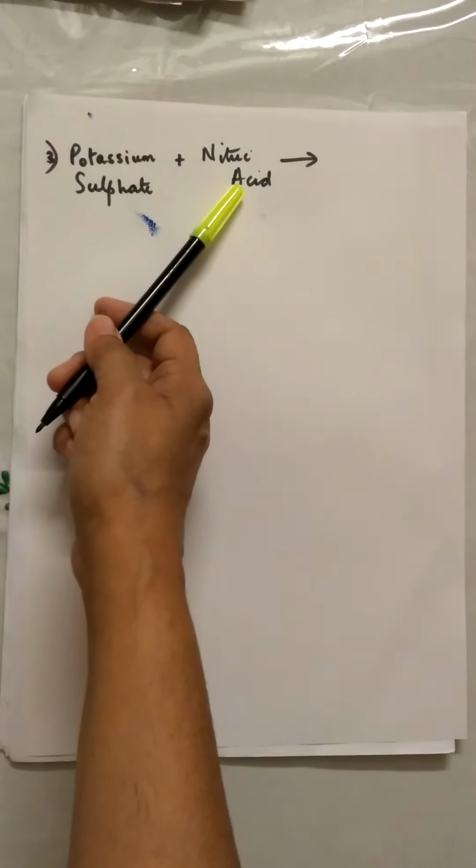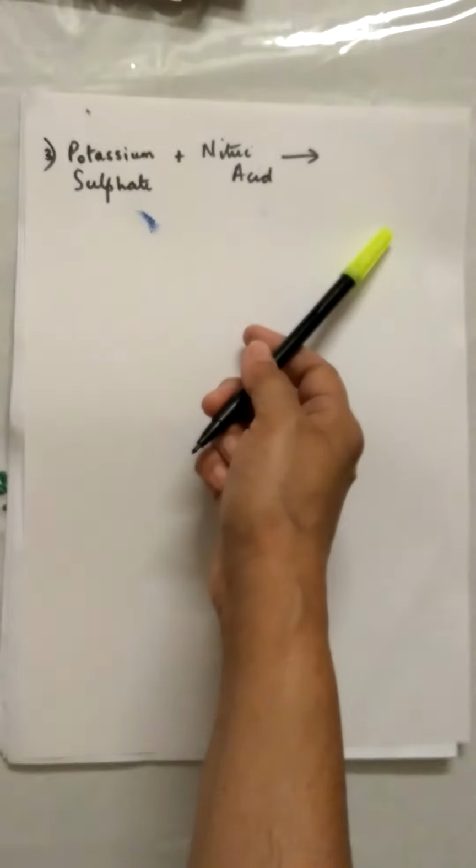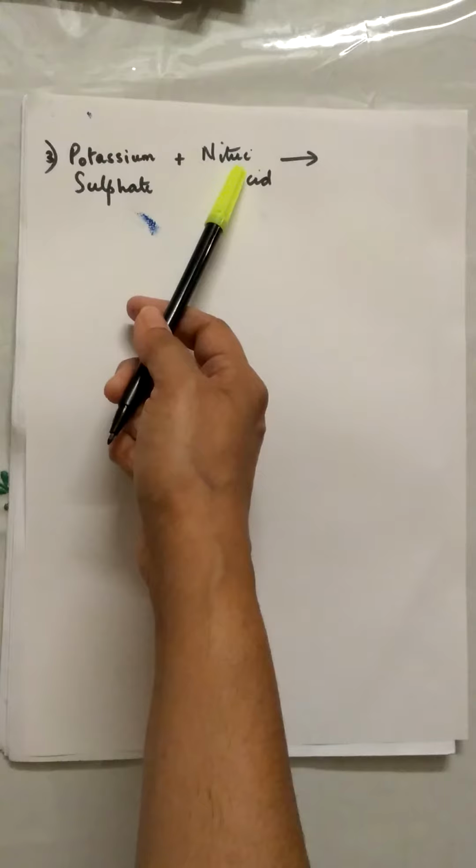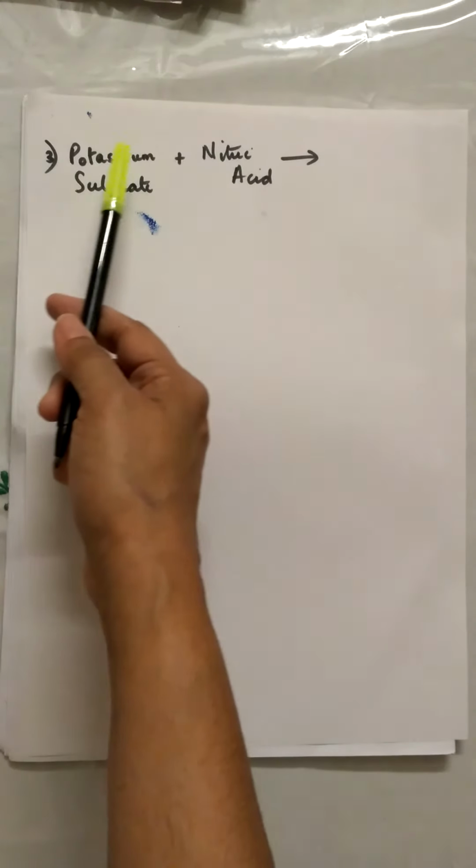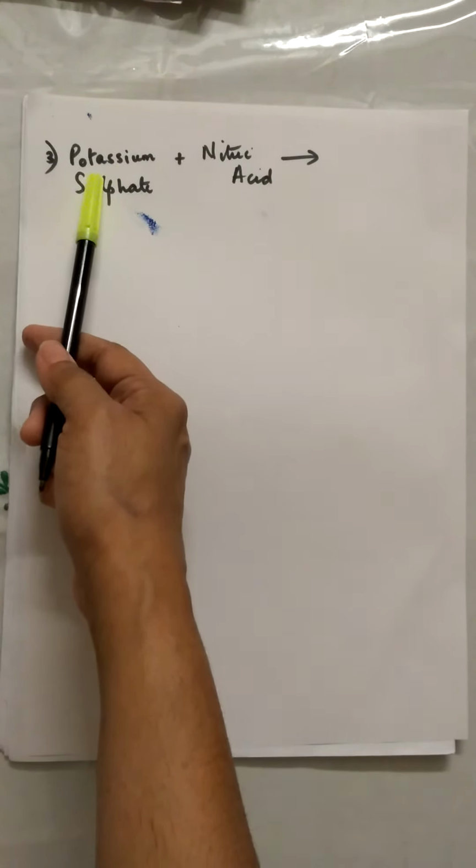Good morning, children. Now today we come to the next equation with acids, and that is the reaction between potassium sulfate and nitric acid. So as we did before, we'll write the formulae of the reactants and then we just rearrange the ions, the positive ion of one compound with the negative ion of the second compound to give you the products. And similarly, the positive ion of the second compound with the negative ion of the first compound.